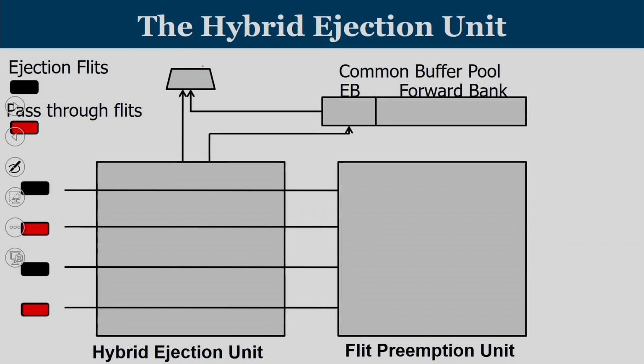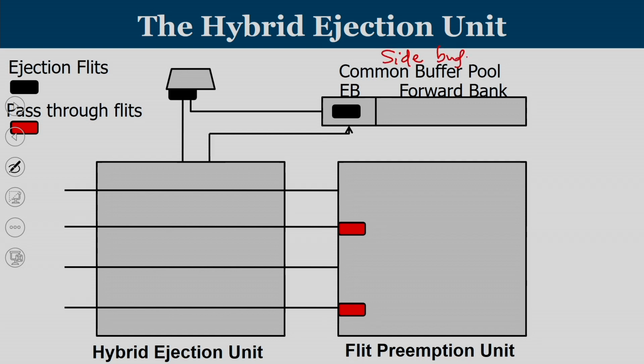Now, consider a scenario where we get two fluids to be ejected. You can see that there are two fluids coming from the input port, both to be ejected because of the black color coding. In our convention, black indicates fluids to be ejected, and the other two fluids are the red fluids. Now, you can see that one of the fluids will move out through the ejection port and the other fluid gets occupied in the buffer pool. This is also known as the side buffer. So, this common buffer pool can also be defined as the side buffer.